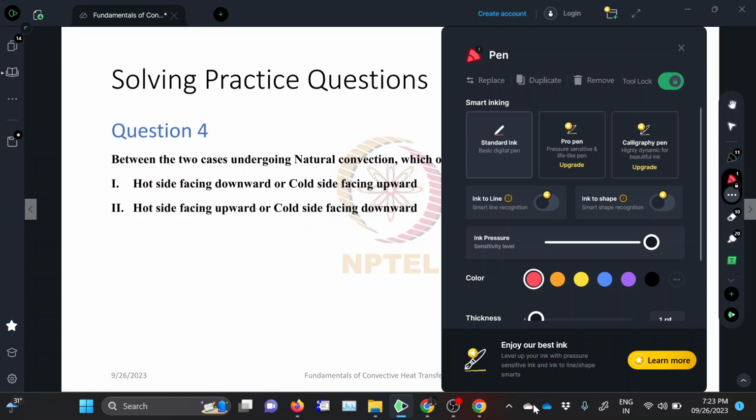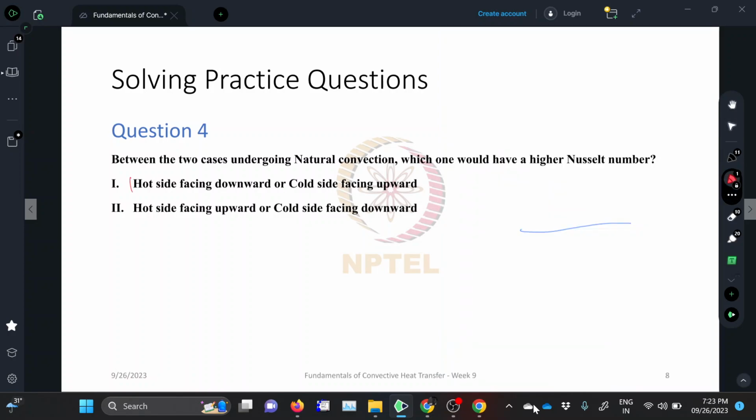So, let's focus on hot sides only. We already saw that hot side facing downward and cold side facing upward means the same thing. And what option 2 says is that hot side facing upward or cold side facing downward are the same thing. So let's consider only the hot sides upward and downward. There are these two cases where the hot side faces downwards, there is a cool air over here, and the second case where there is a hot plate facing upward.